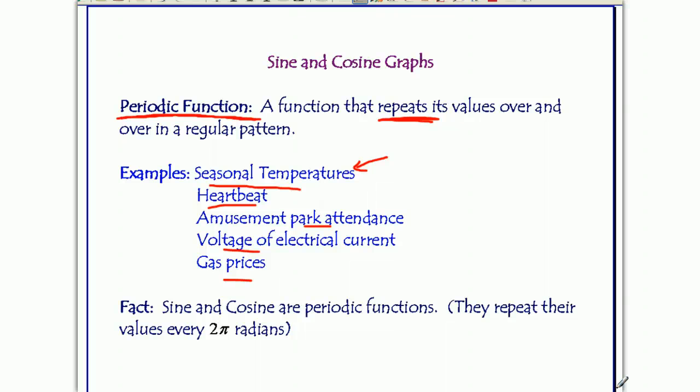And now we want some kind of a function that will model things that repeat. And that's where we'll turn to our sines and cosines. Okay, so sine and cosine we're going to find out are periodic. It's going to turn out they repeat every 2 pi radians or every 360 degrees.